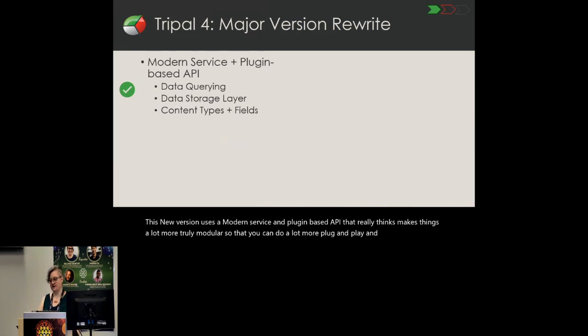We have a new data querying object-oriented layer that makes it a lot easier to access Chado in a really intuitive and performant way, but it's also a generic layer that can be used with other Postgres databases as well. And we have a huge variety of content types and fields that I'm going to talk a bit more about later.